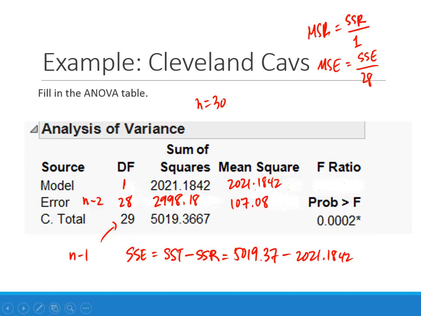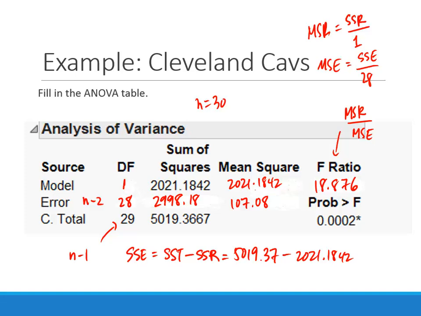Okay, and then my F ratio. What's the F statistic? Yeah, right. So this is mean square for regression over the mean square for error, and that test statistic then is 18.876. And then the p-value there is provided as well.